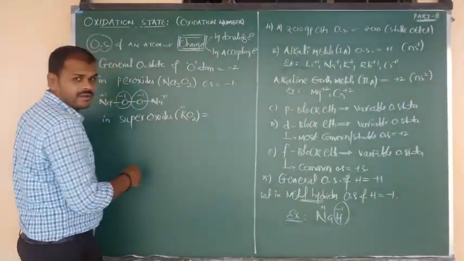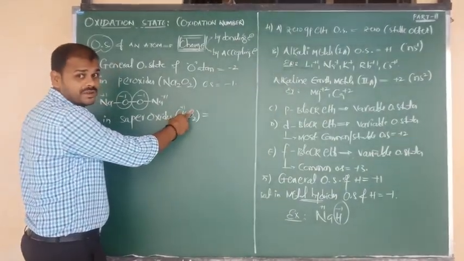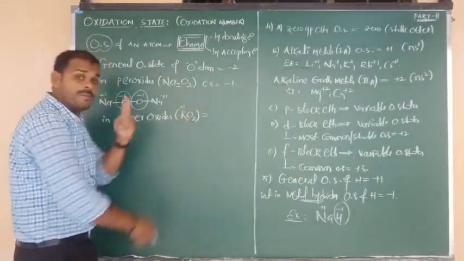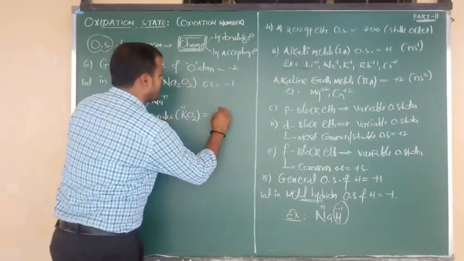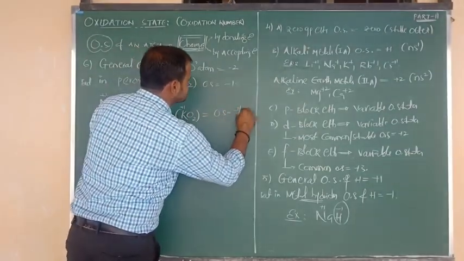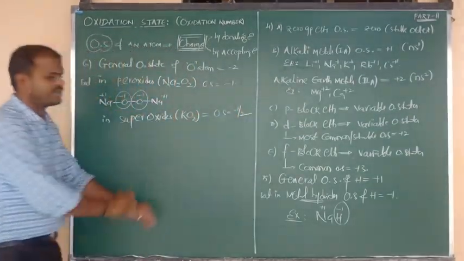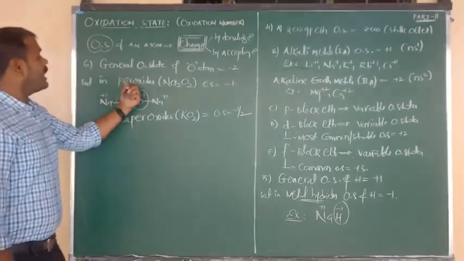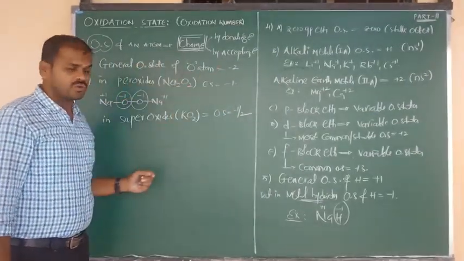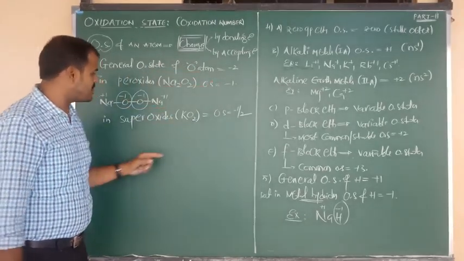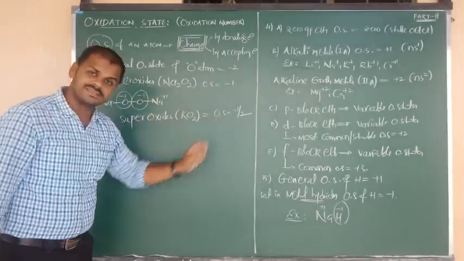If potassium contains +1, oxygen contains -1. But the -1 is shared by how many oxygens? 2 oxygens. So we can say that the oxidation state of oxygen is -1/2. Once again, in general the oxidation state is -2, but in the case of peroxides it is -1, and in the case of superoxides it is -1/2.